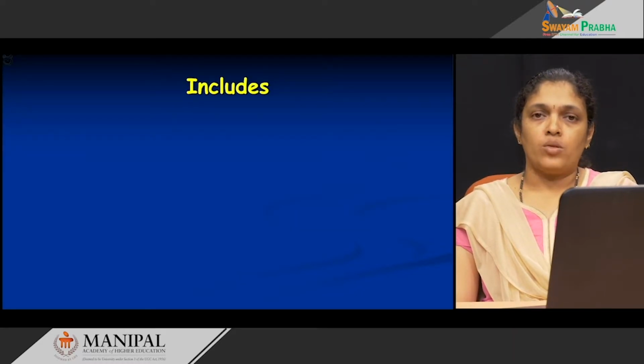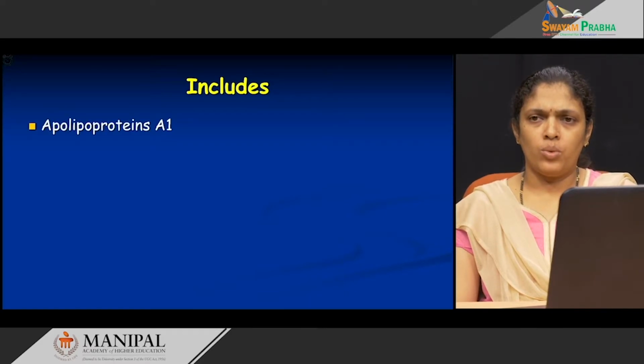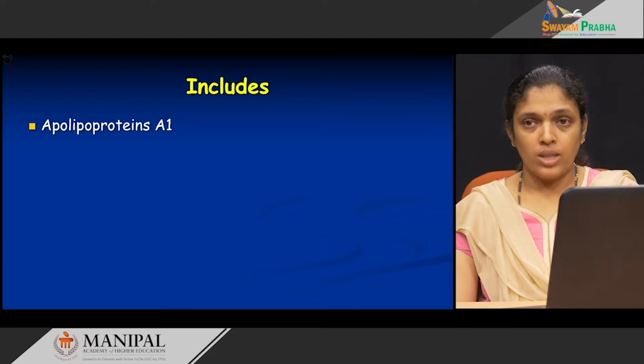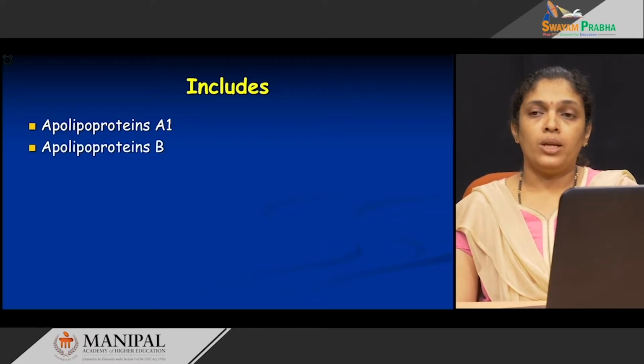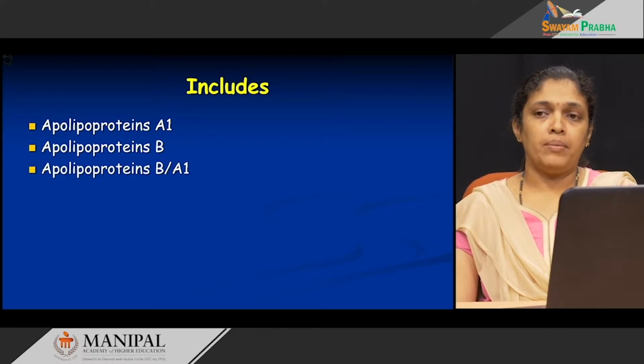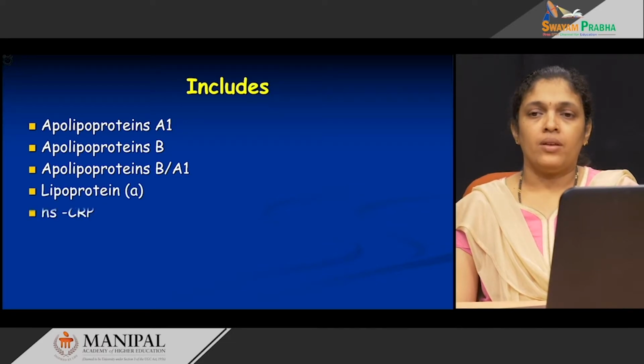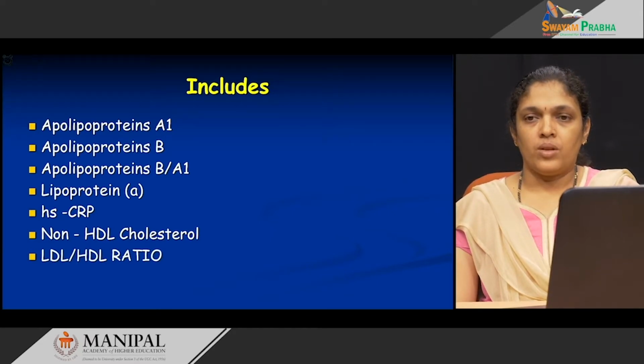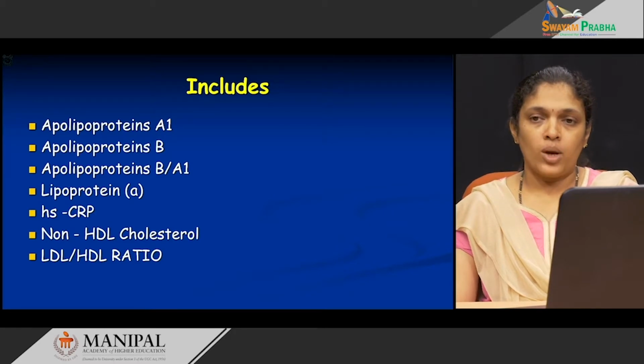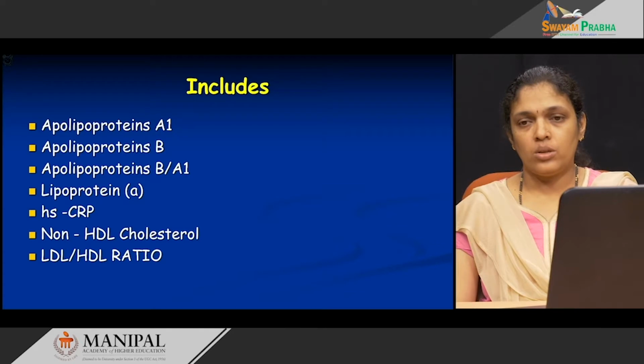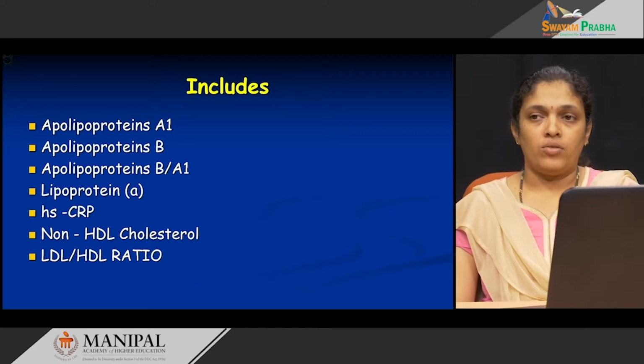Now, what are the tests that are a part of the extended lipid profile? There are many of them. To list out a few, as I said earlier, apolipoproteins are a part of the extended lipid profile. There can be many apolipoproteins. One among them is apolipoprotein A1. You have apolipoprotein B. There is the ratio of apolipoprotein B to A1. We have lipoprotein A. There is high sensitive C reactive protein, otherwise called HSCRP. You have non-HDL cholesterol, and then finally the LDL to HDL ratio. So, these are a few tests which belong to the extended lipid profile panel: apolipoprotein A1, B, the ratio of B to A1, lipoprotein A, HSCRP, non-HDL cholesterol, and the ratio of LDL to HDL.